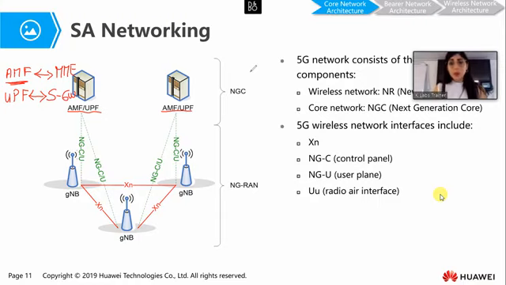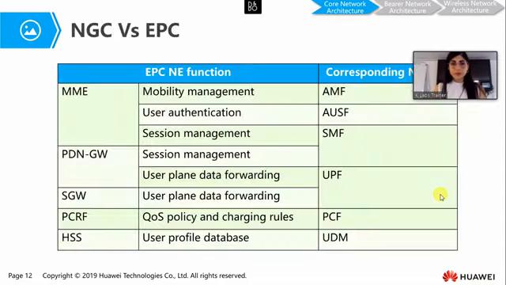So the radio part of the 5G is called NR, New Radio, while the core network is called Next Generation Core. So let us see now the differences between the next generation core and the evolved packet core.